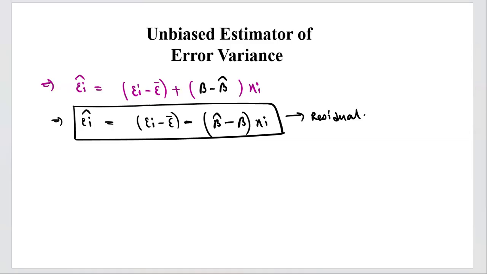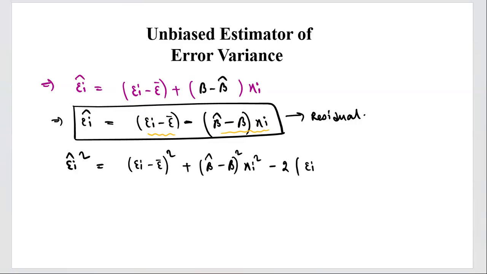Now what we will do? We will find out the error sum of square. So firstly find out what will be this square. Square will be the a minus b whole square formula. Here we will apply. This is the first term a and this entire term is minus b. So if we apply the a minus b whole square formula, we will have epsilon i minus epsilon bar whole square plus beta cap minus beta whole square xi square minus 2 into epsilon i minus epsilon bar into beta cap minus beta into xi.